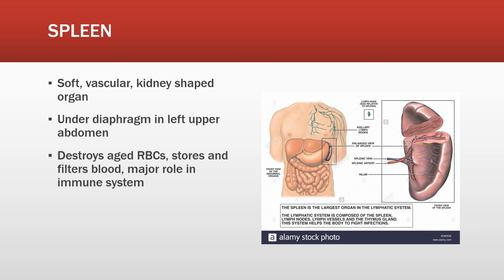All right, moving on to the spleen. This is a soft, vascular, kidney-shaped organ. We find it in the upper diaphragm, or under the diaphragm, in that left upper quadrant. Okay, and the function of this is to destroy our aged red blood cells. It stores and filters our blood, and it has a pretty major role in our immune system. So something that is of note for the spleen is because of the vascularity of it and the location, it is often injured in sports and vehicle accidents.